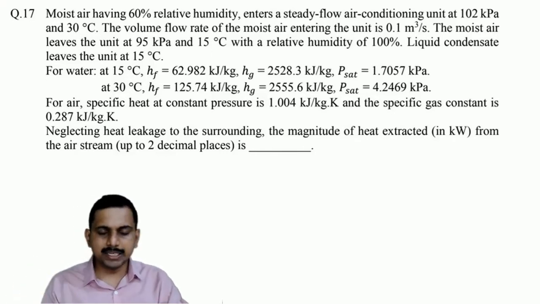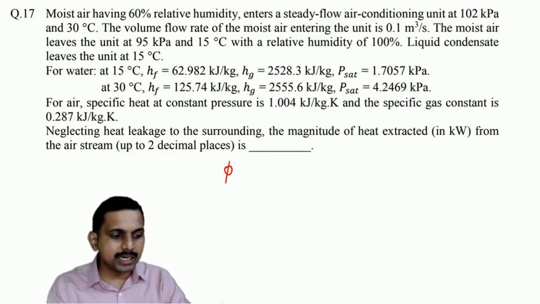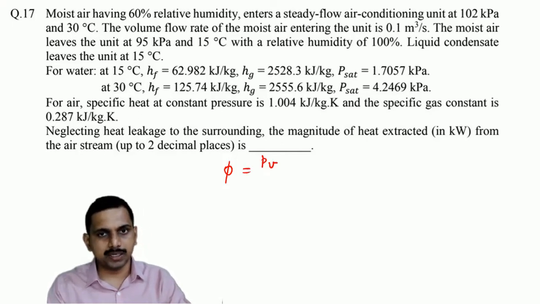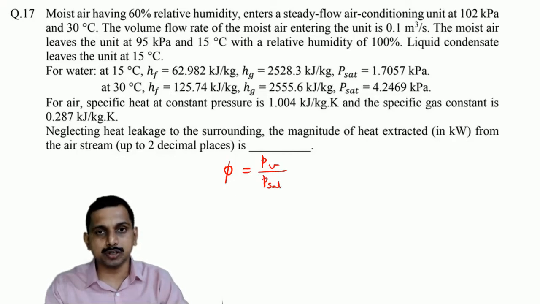Okay, so let us solve this problem. First of all, one has to understand that whenever relative humidity is given, phi, relative humidity, is equal to the pressure of the vapor inside the humid air, vapor in the sense water vapor in the humid air, divided by the saturation pressure of that vapor at that particular temperature.